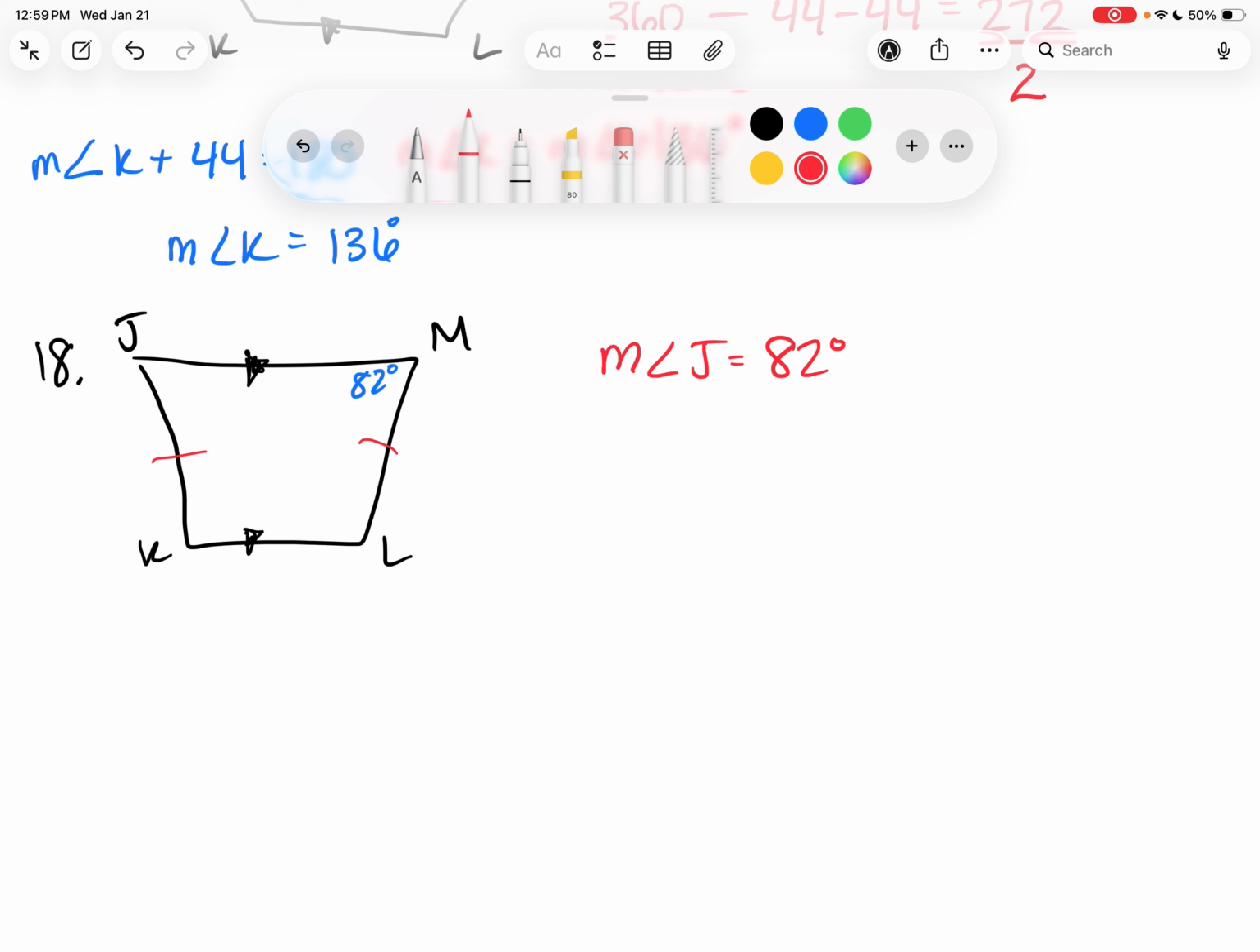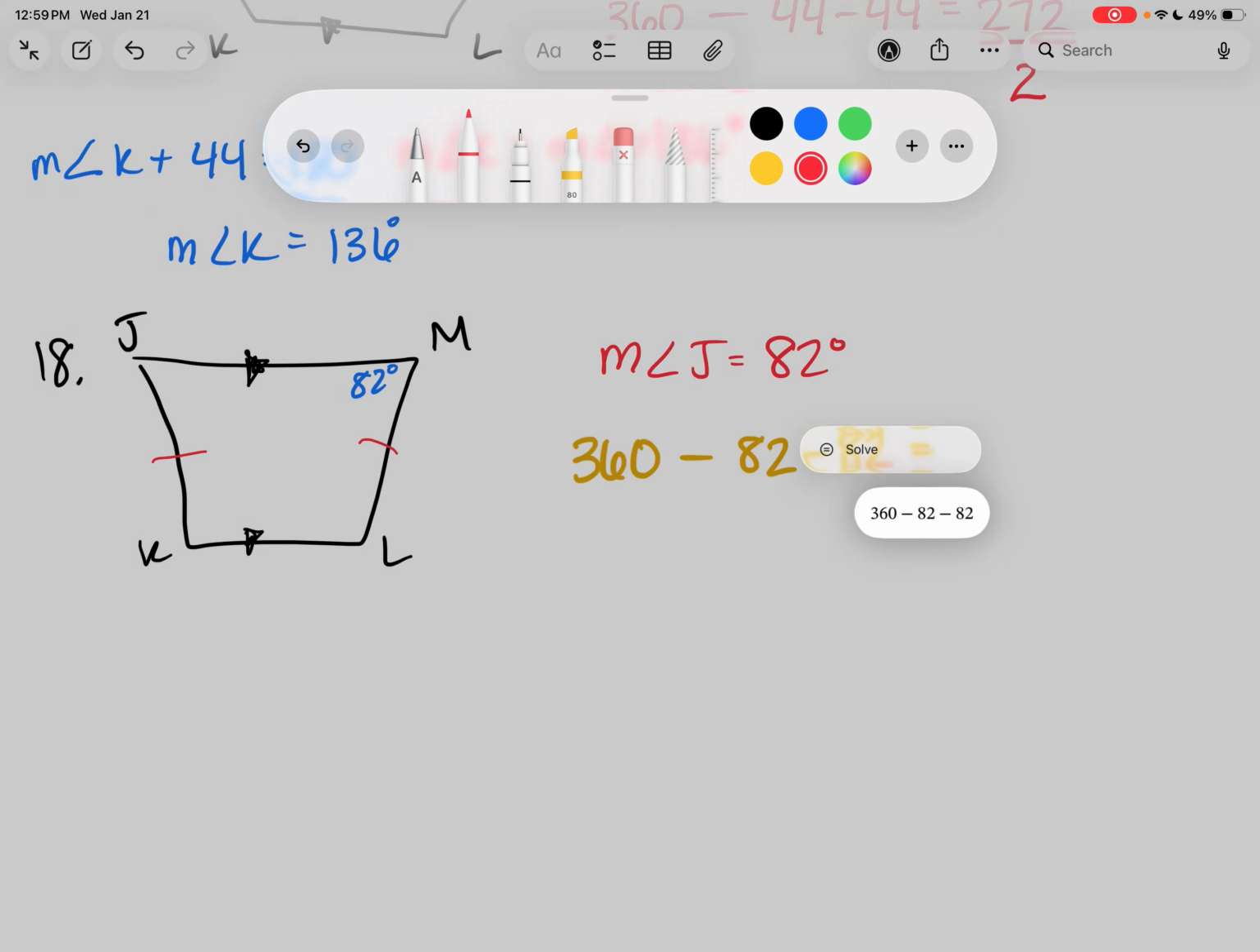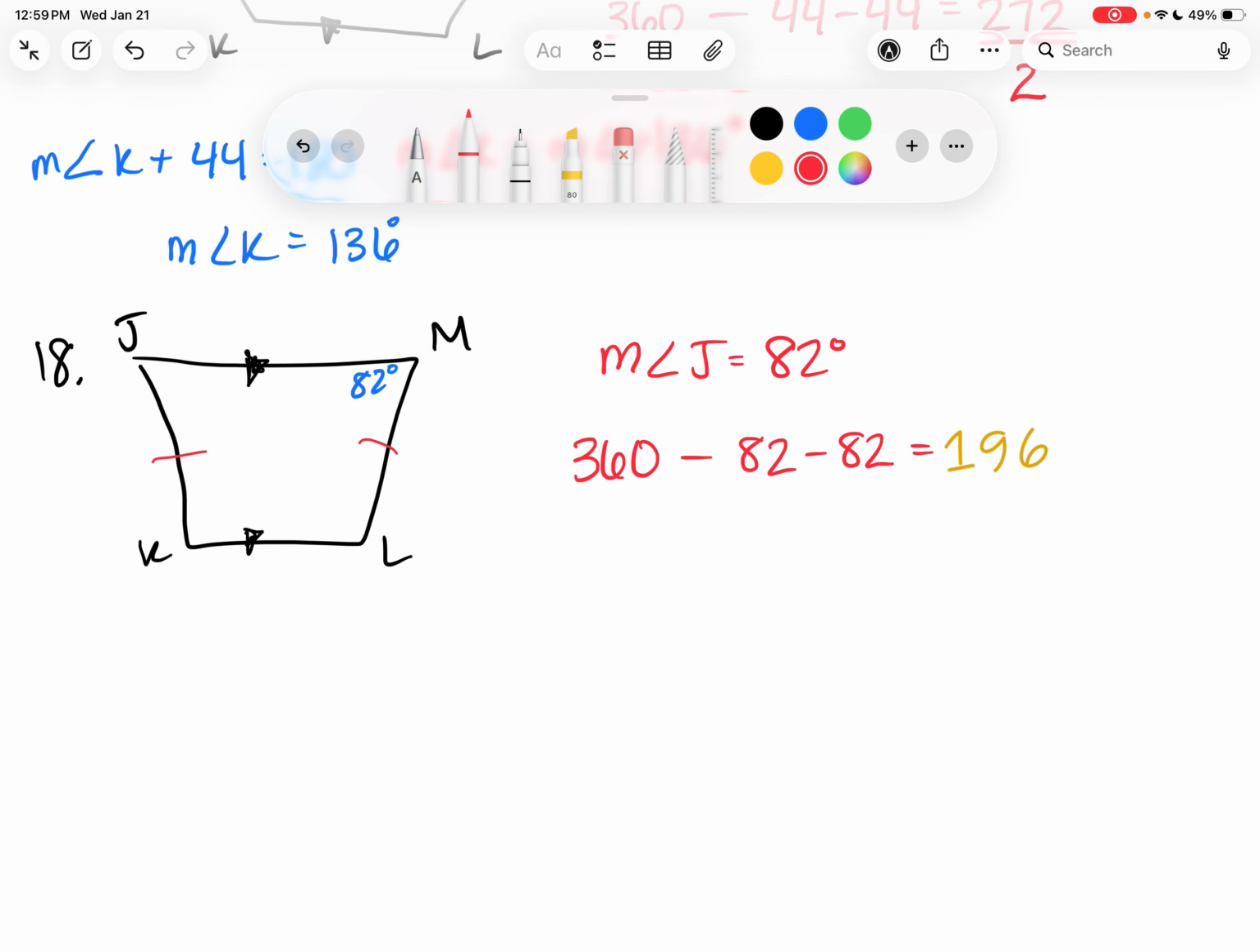And then how would I find K and L? Add 82 and 82 and subtract it from 360 and then divide that by 2. Yep. So 360 minus 82 minus 82. And that gives me, sure, solve it, 196. Then we can divide that by 2.